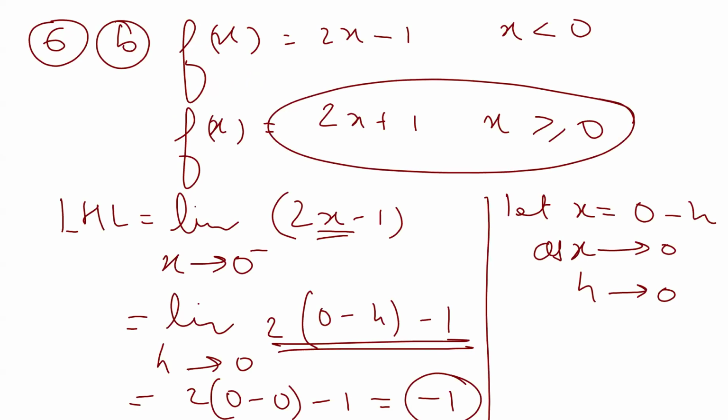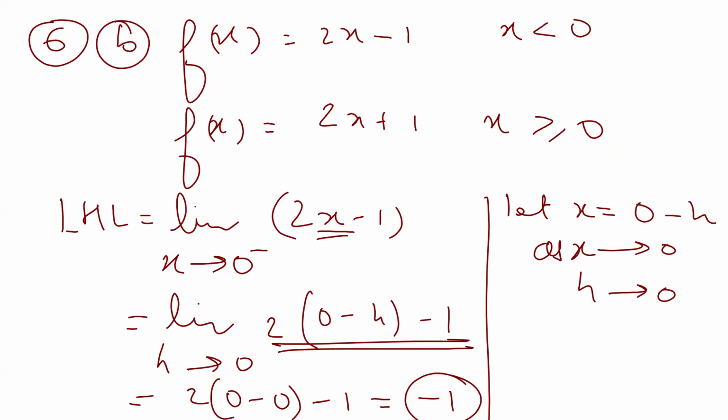Right hand side limit, x approaching 0 plus, we are discussing the continuity at x equal to 0. It's mentioned in the problem. So for 0 plus, the meaning is x is greater than 0. When 0 is increased, x becomes greater than 0. So x is greater than 0, we will take a look at the function. For greater than 0, it is 2x plus 1.